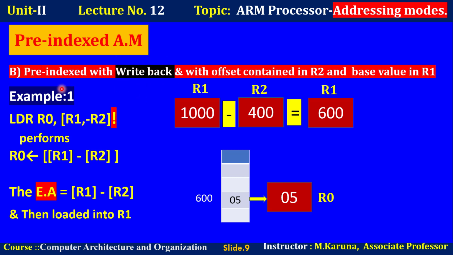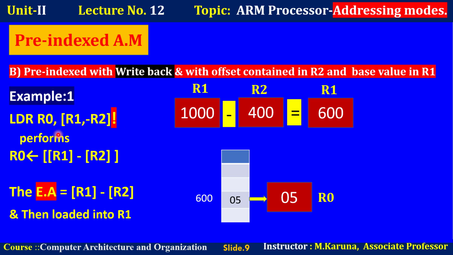In the case of pre-indexed with write back addressing mode, an exclamation mark is used. In any addressing mode, in the case of a write back operation, an exclamation mark is used. Now what is the content of R1? Base value. What is the content of R2? Offset value. So I'm taking R1 as 1000, and the R2 offset value as 400.